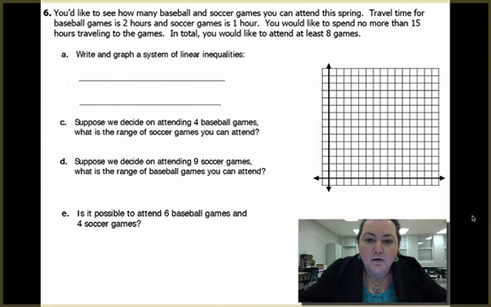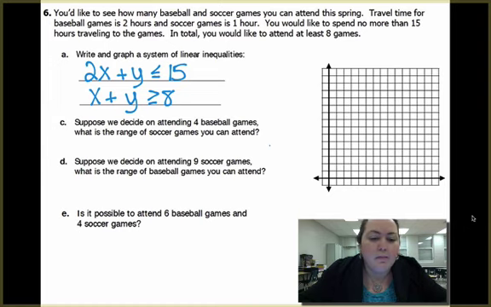Okay, so we have 2 hours for a baseball game, 1 hour for a soccer game. So 2x plus 1y, just y. And it says you'd like to spend no more than 15 hours traveling, so less than or equal to 15. And then it says you'd also like to attend at least 8 games. So x plus y, baseball plus soccer, we'd like it to be greater than or equal to 8. I'm going to rearrange those. Slope-intercept form.